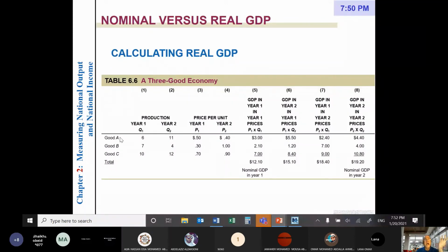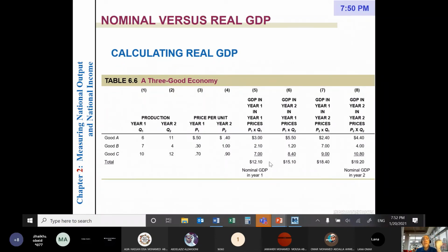So we have 3 goods. Assume we produce 3 goods. So the quantity times its price, plus the quantity times its price for the second product, plus the quantity times its price for the third product. Find the sum, and you will get nominal GDP in year 1. In the same way, we can calculate nominal GDP in year 2.